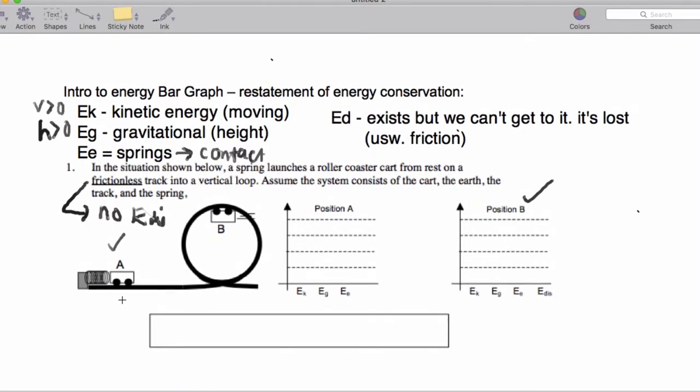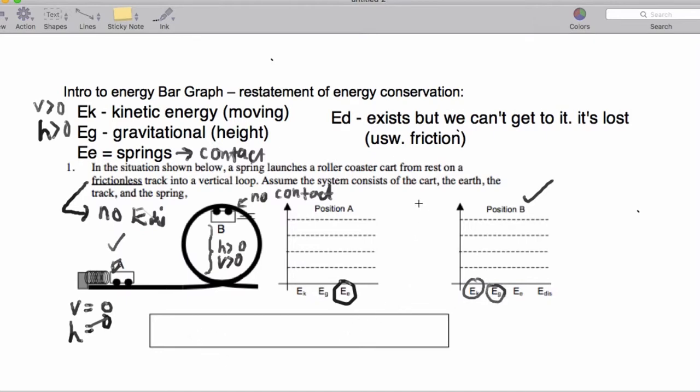And so here's how this works. So at the beginning, we aren't moving. We're on the ground. However, we are in contact with the spring, so we do have some elastic energy. Next, we're up here. Observe. The height of this cart is bigger than 0. It is moving, and again, to be clear, yes, there is a spring in this problem, but at this point here, there is no contact with that spring. So in position B, we have kinetic energy and gravitational energy.